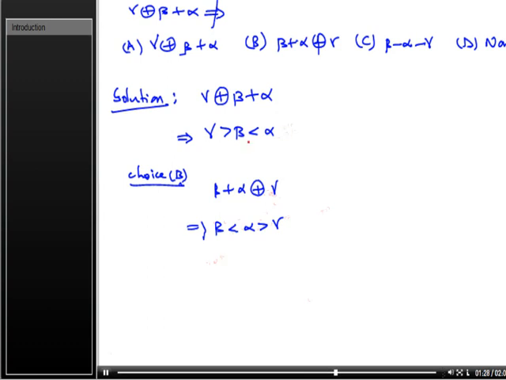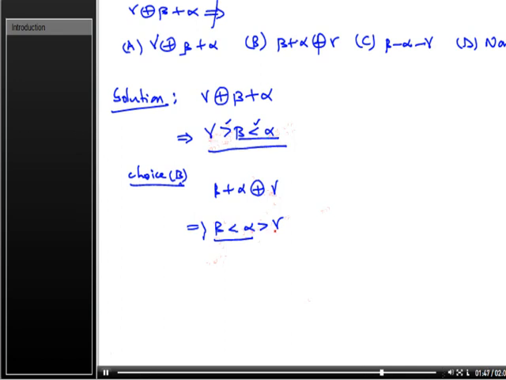Here, from the given inequation, beta less than alpha, it is true. Now, gamma is greater than beta, beta is less than alpha. Here, the inequality symbols are different. Therefore, we cannot arrive at a relationship between gamma and alpha.